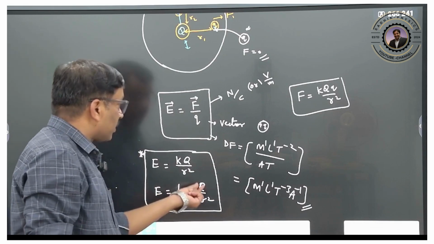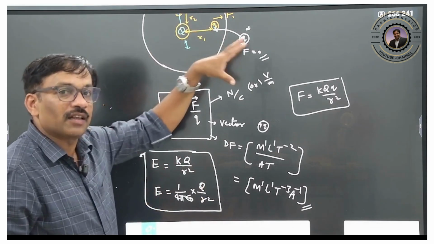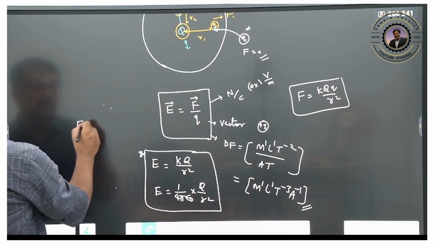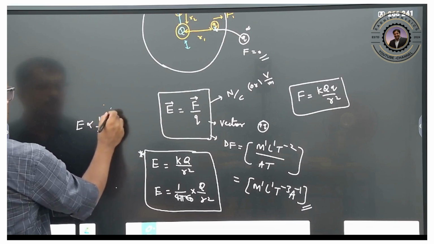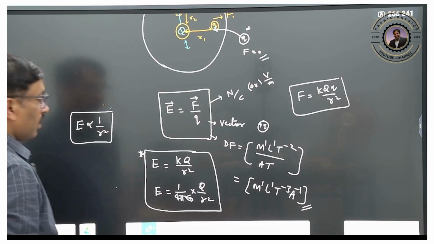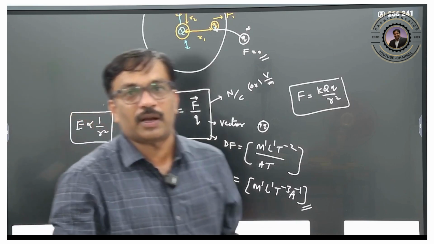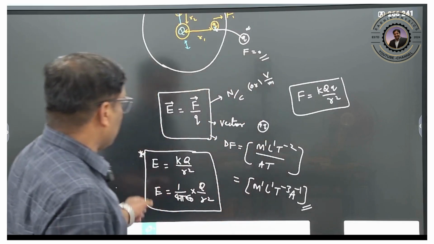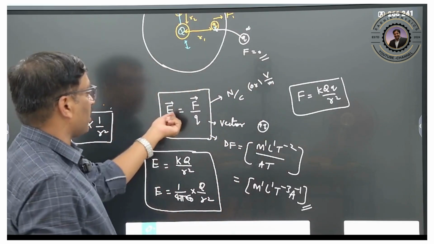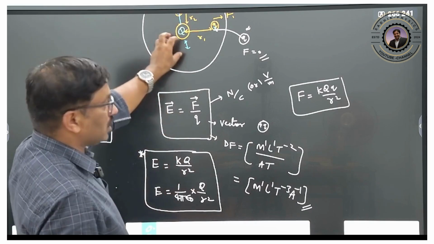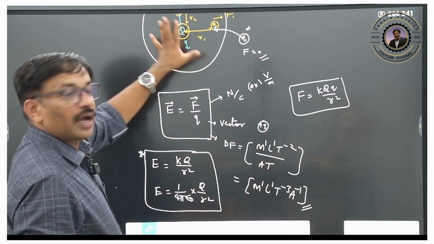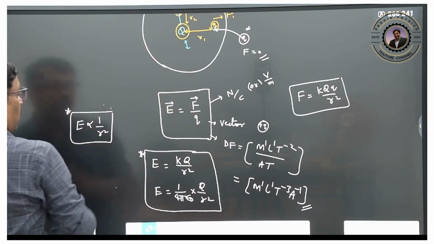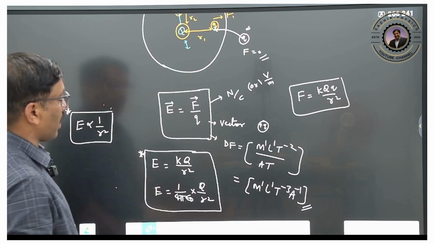Electric field depends upon the source charge, that means who is creating the field, and electric field is inversely proportional to the square of the distance. And electric field does not depend upon the test charge, that is, where you are keeping the test charge. It depends only on the source charge, the distance and the medium, that is all. So this is magnitude wise.